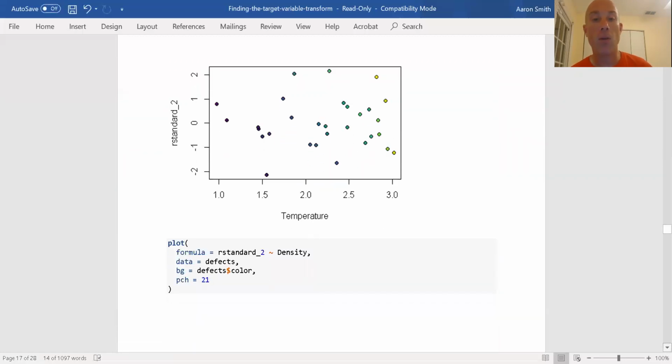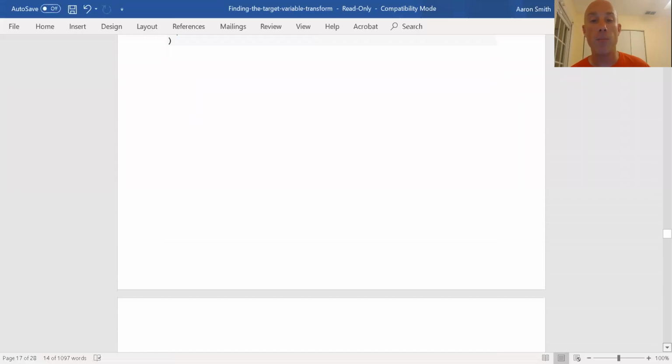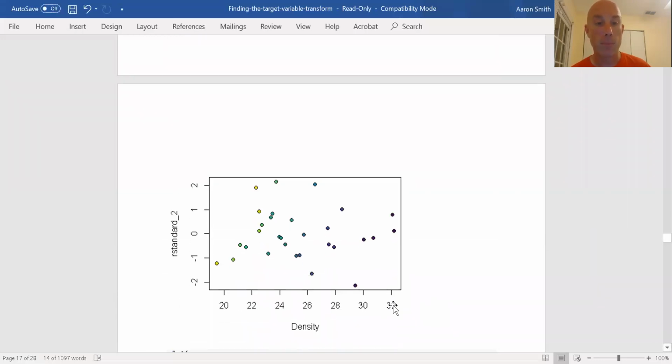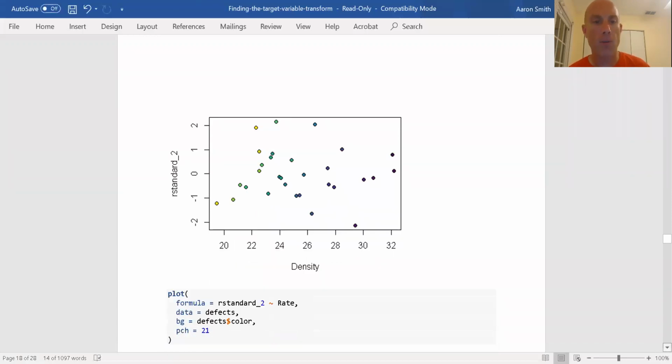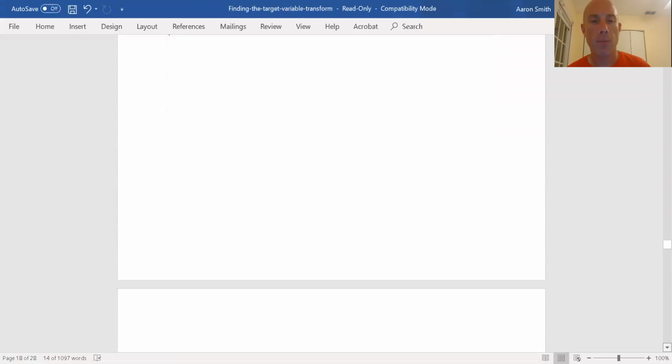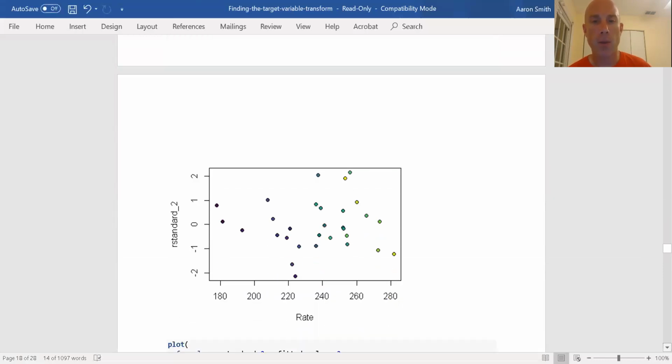Let's do the standardized residuals versus density. And this is an improvement. There might be something still going on with the color, but I'm not going to sweat this. And then rate.